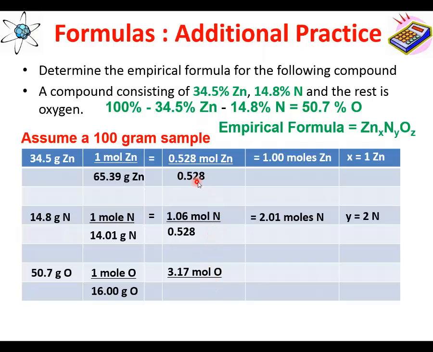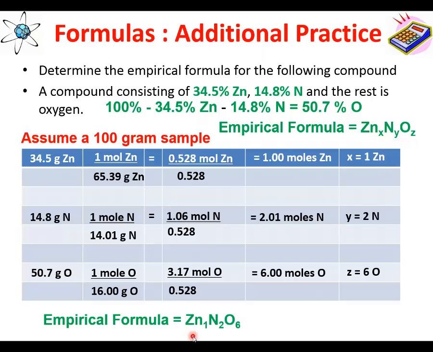So I'm going to take 0.528 moles, divide that into each one of these. That simplifies my molar ratio of zinc to 1. And then I get 2.01 moles of nitrogen. I divide that into the oxygen, I get 6.00 moles of oxygen. So they get me very close to whole numbers. If I'm less than 0.1 away from a whole number, I can usually round. So that tells me I have about 1 zinc atom in the formula for every 2 nitrogen atoms and about 6 oxygen atoms. So my x, y, and z is going to be 1, 2, and 6.